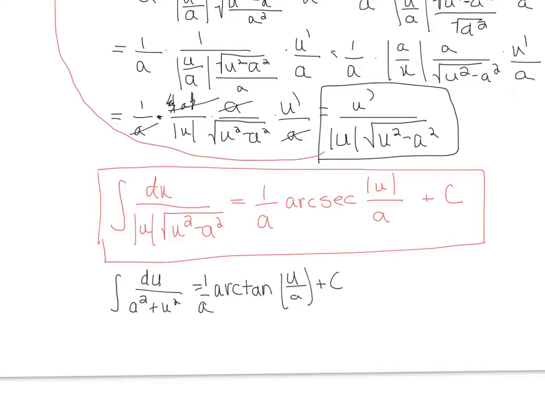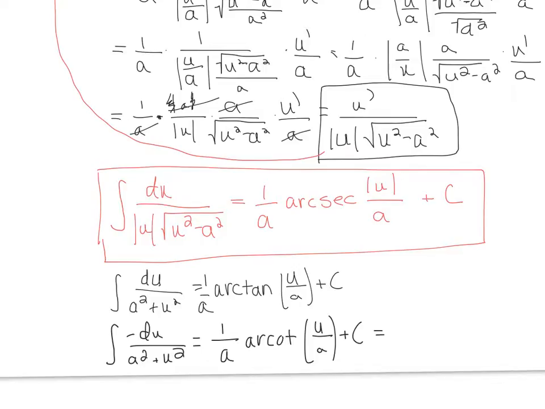So something that would integrate to arccotangent would look like this: negative du over a squared plus u squared. So we could say that that's going to go to 1 over a arccotangent u over a plus c, or we could just say that that's negative 1 over a arctan u over a, and then of course plus c, but I'm out of room here.